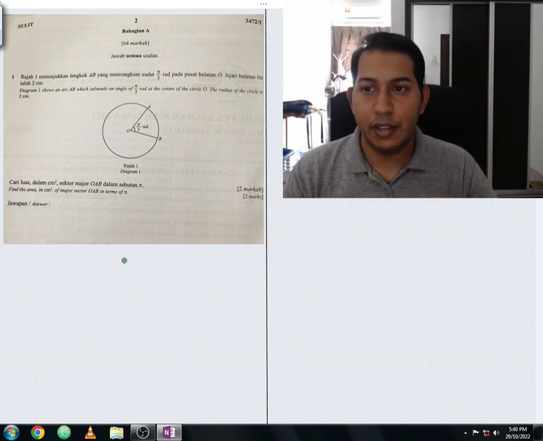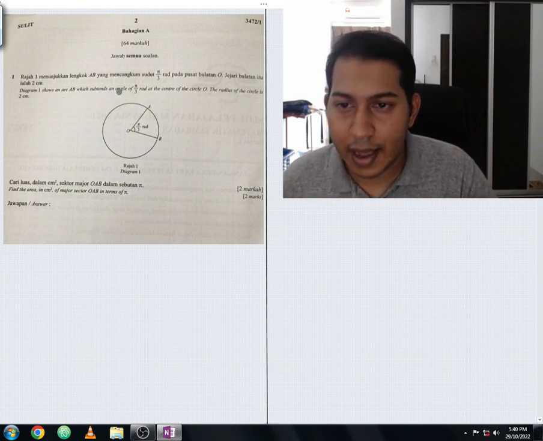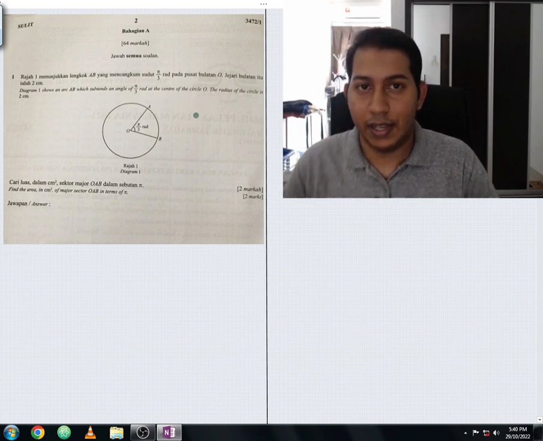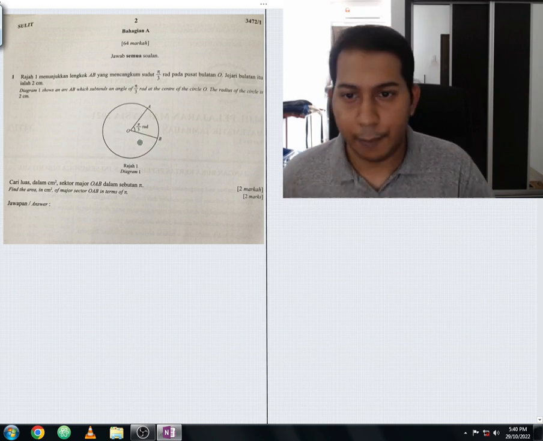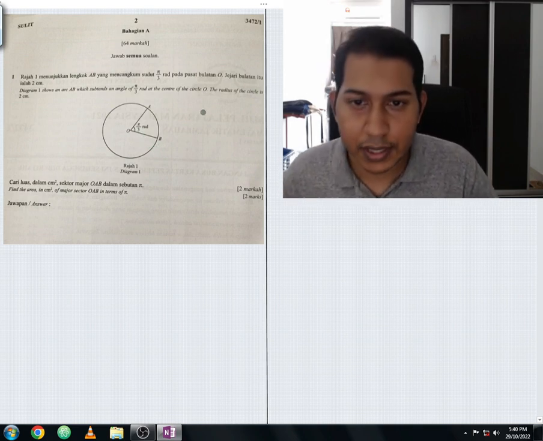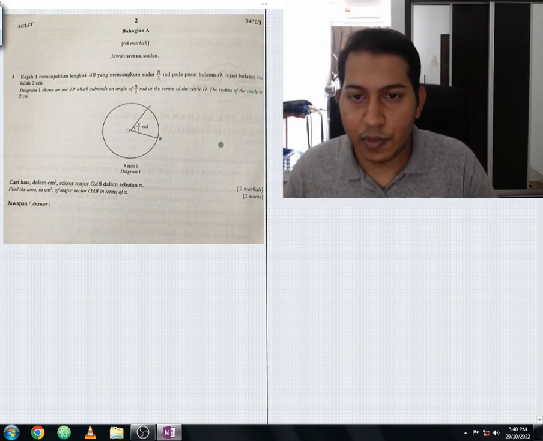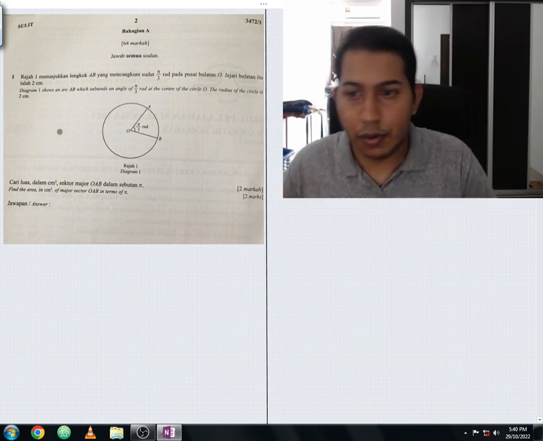Okay, so let me read the question now. Diagram 1 shows an arc AB with subtended angle of pi over 3 radian at the center of the circle O. As you can see here, this is the center O and the angle AOB here is pi over 3 radian. The radius of the circle is 2 cm, which they already gave us as another piece of information.